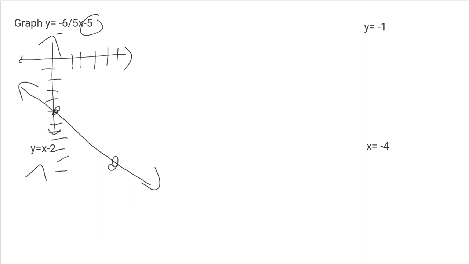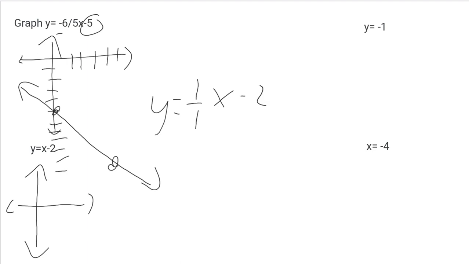For this one, they didn't give us a number in front of x, so I have to do 1. And since there has to be a fraction, it's 1 over 1. So it says count down 2. From there, count up 1 over 1. So there's my second dot, line through, and arrows.